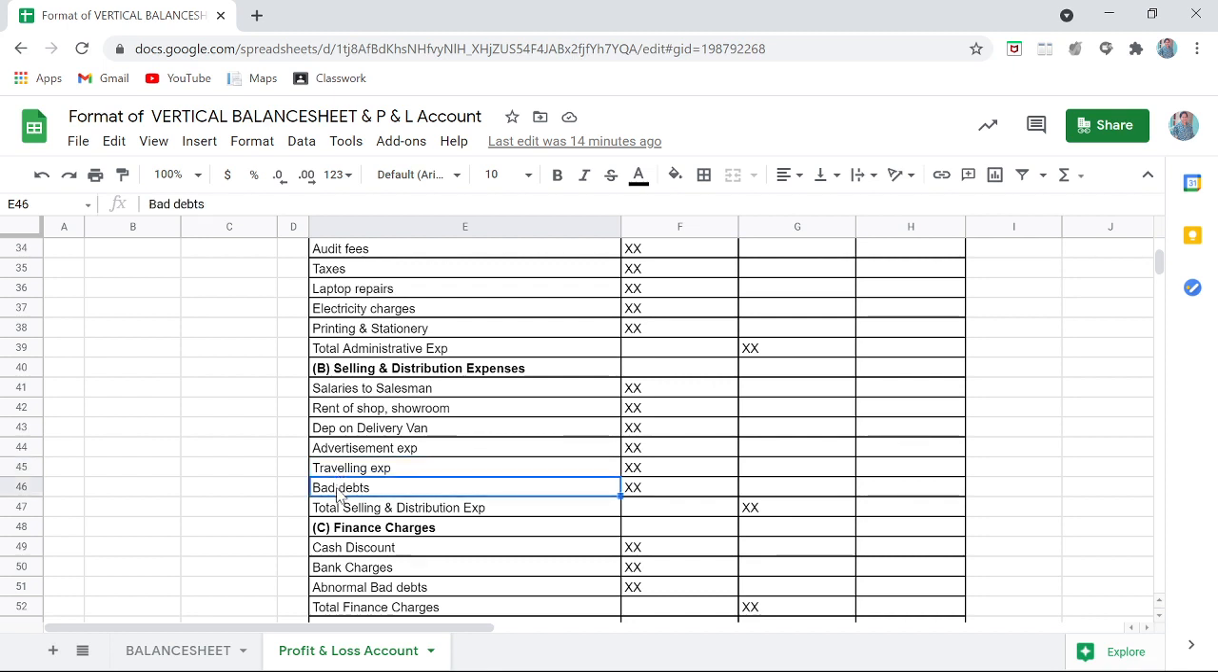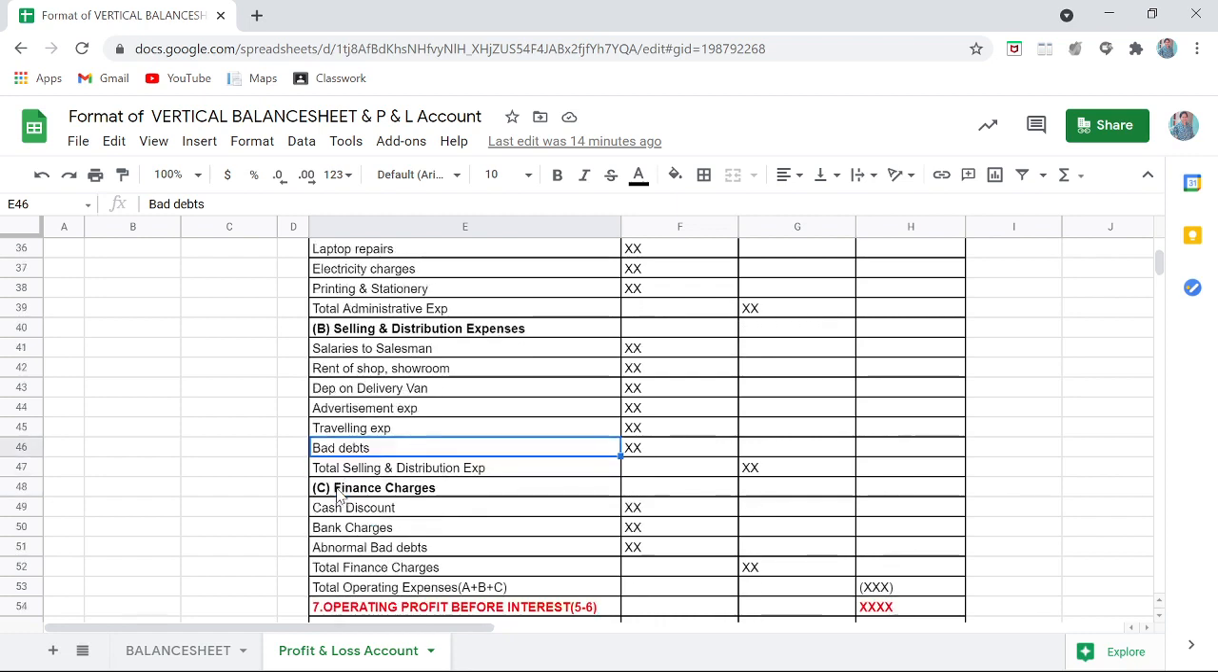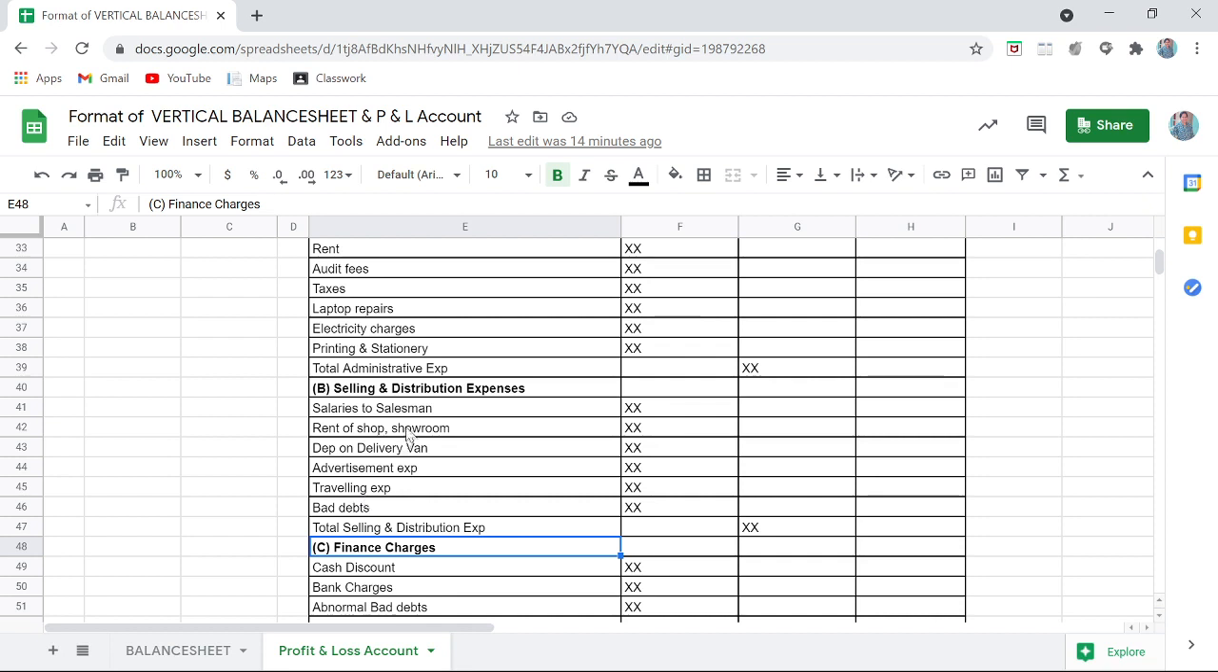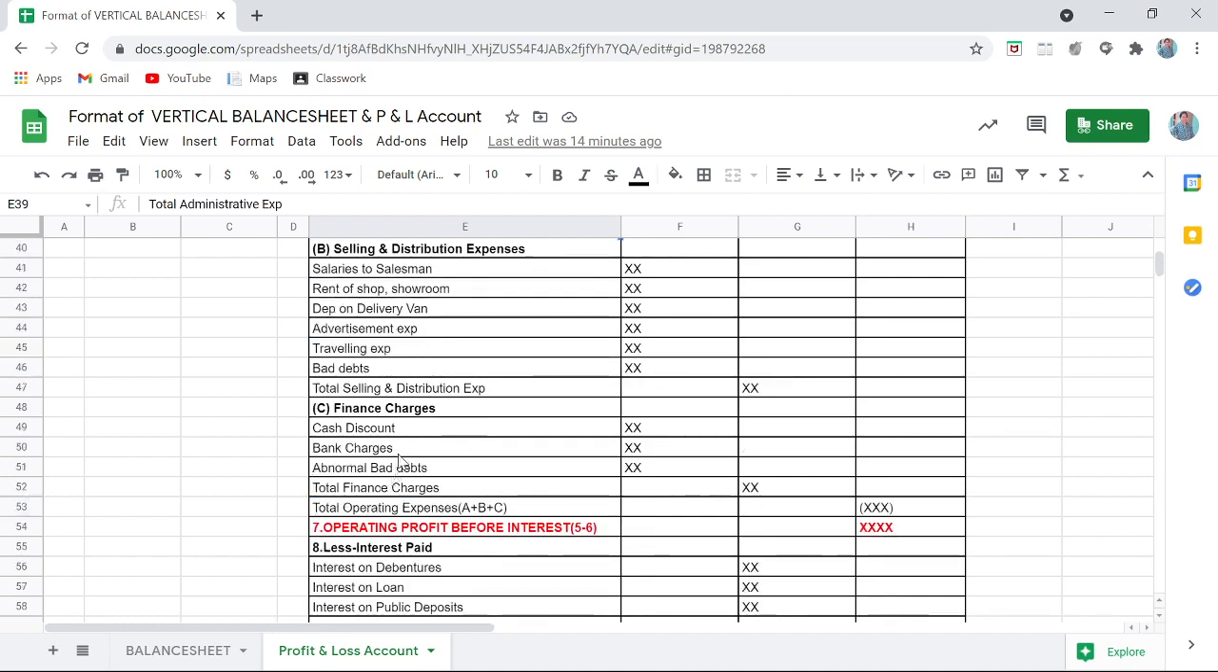Now about bad debts, there are actually some conflicts in this. Few people write bad debts in finance charges, few people write in selling and distribution. Basically it is more apt in selling and distribution because it is related to selling. Whenever you sell goods, you receive money. If you don't receive, if you postpone it, it is called debtors, and if debtors become bad, they are called bad debts. So according to me, it comes under selling and distribution, but few people write it under finance charges, but that's okay.